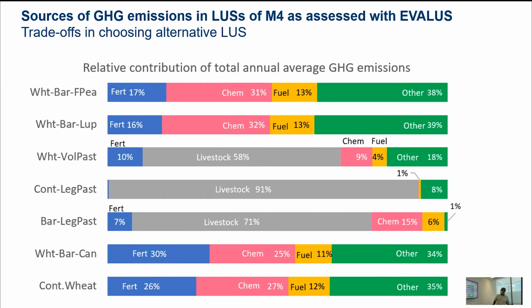And you can see chemicals become quite important in that system because you need to control the weeds and the diseases. But with wheat, barley, canola, chemicals and fertilizer are on an equal basis. Field pea needs more chemicals to protect it from bugs and weeds. And fuel is not as big a component as chemicals and fertilizers. You can see that, right?